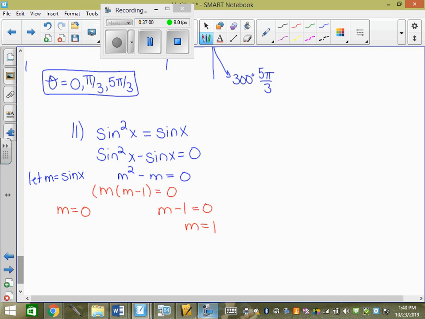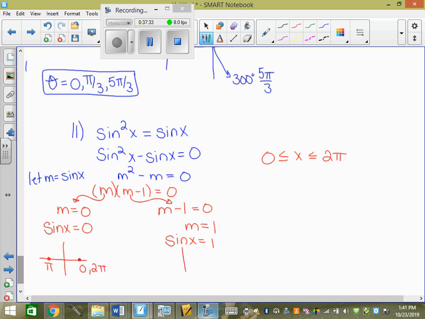M equals 0. That's my one factor. M minus 1 equals 0. Solve it out. So I have m equal to 0. GCF. Just took an m out. So then you have sine x equals 0. And then sine x equals 1. So sine x equals 0 when y equals 0. So here and here. So it'd be 0, pi, 2 pi, because I made it inclusive. And then sine x equals 1 here.